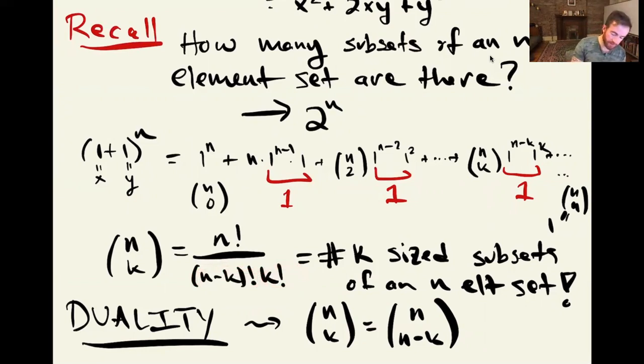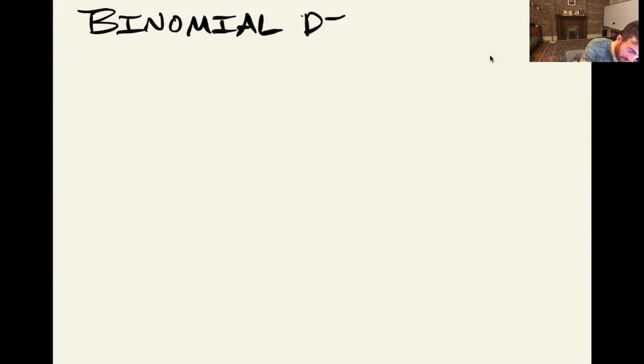All right, let's move on and see how this shows up in probability. We're going to talk about this in more detail, but the choose formula is absolutely fundamental in what's called the binomial distribution.